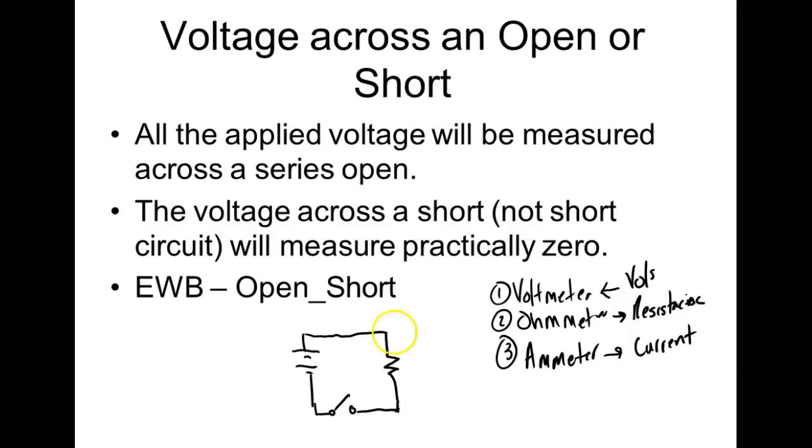So what we do with the voltmeter is we're measuring the difference in potential. So we would put the voltmeter across what we wanted to measure, and then we'd turn power on. So voltmeters are across usually with power on, right?